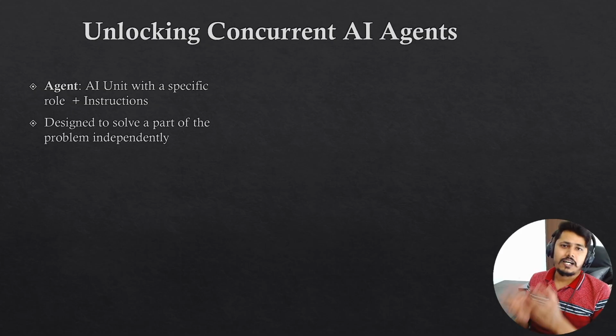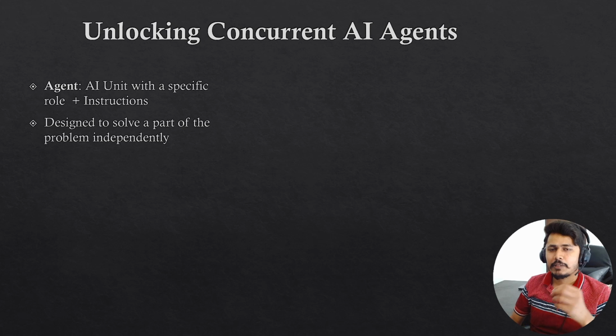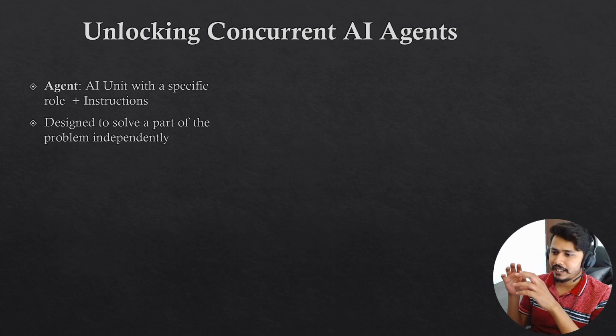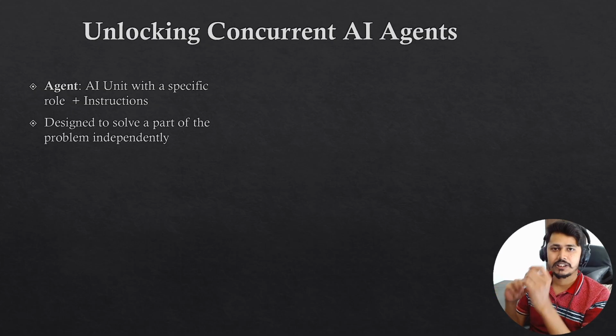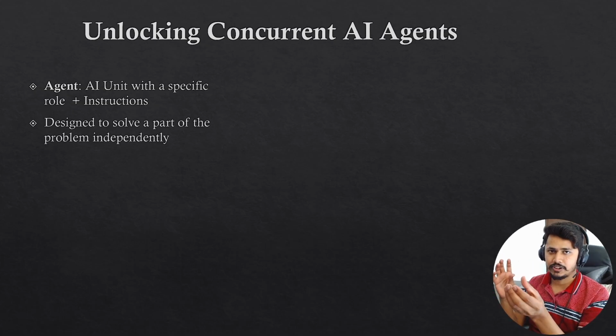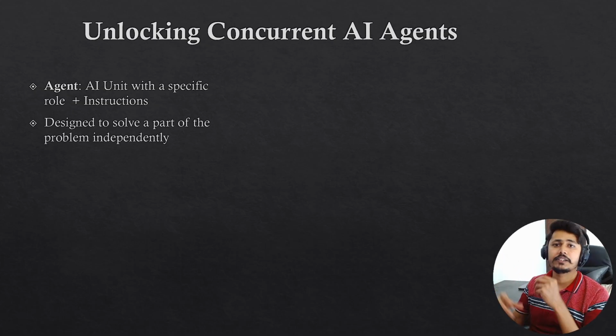First of all, let's start with agent. So what exactly is the agent? As you can see, agent is nothing but an AI unit with a specific role and instruction. Meaning for an AI entity or unit, we are giving some roles as well as some instructions. Based on that role and instruction, it is generating the response for us. That is nothing but the agent.